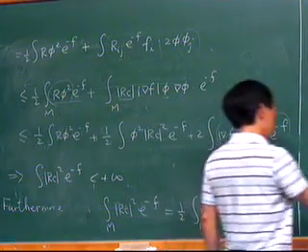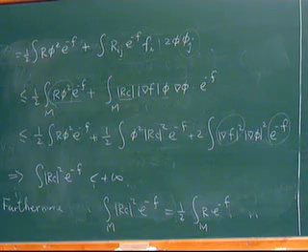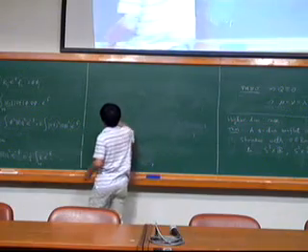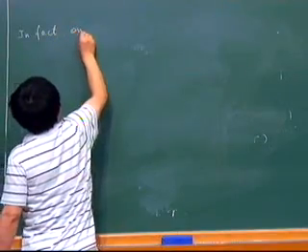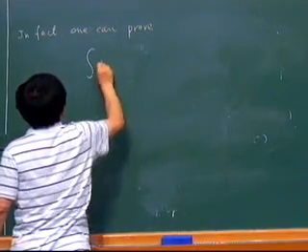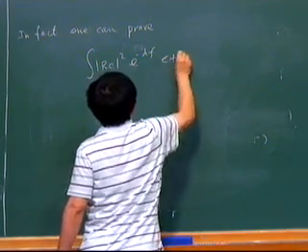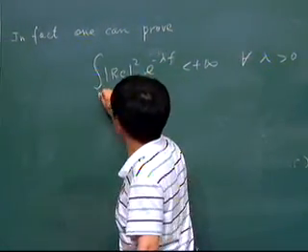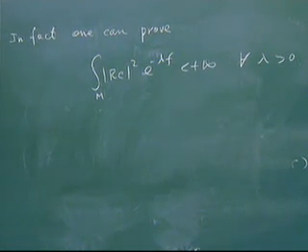It is a good exercise to prove that actually you have more. You have, in fact, one can prove square minus lambda is finite for all lambda positive. So you just repeat the computation, you will find that you can prove this.